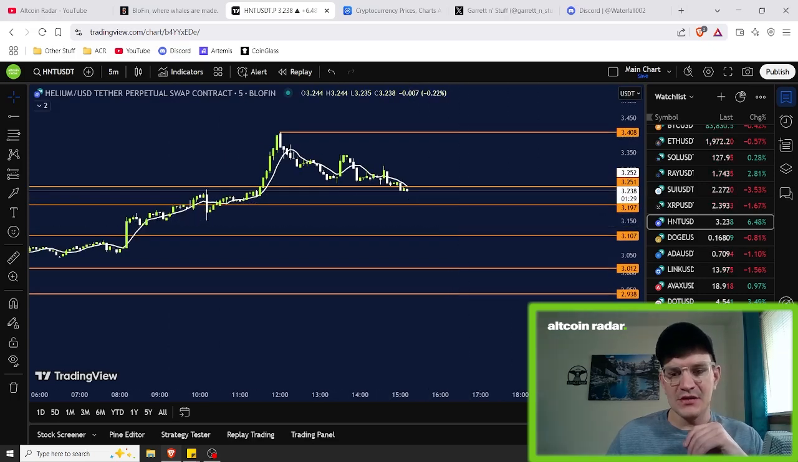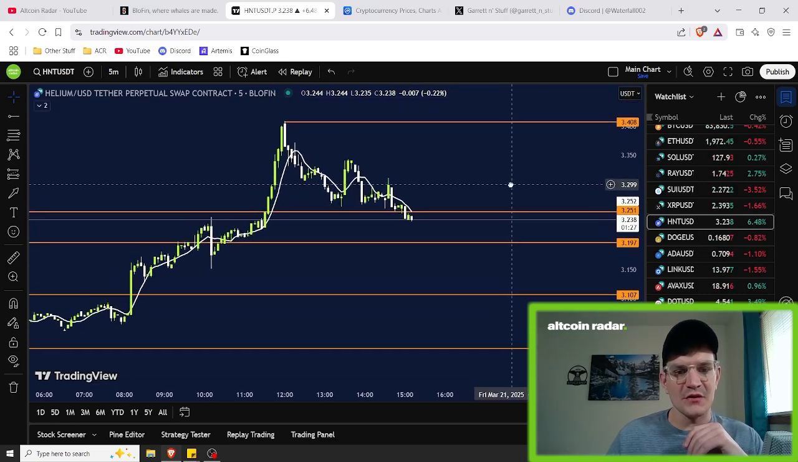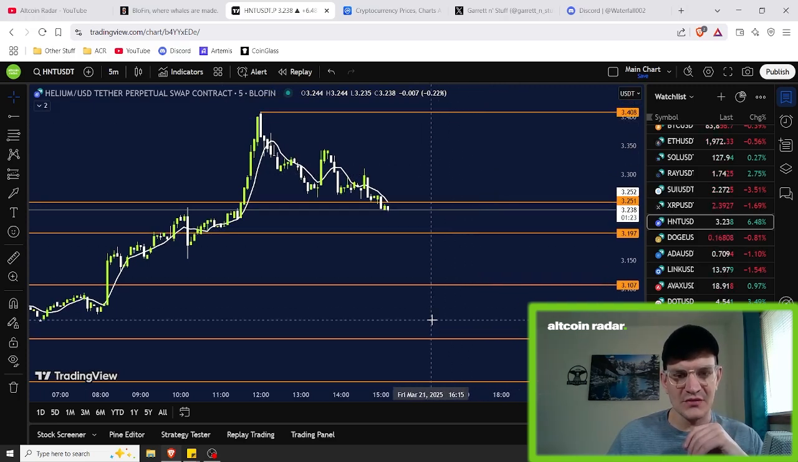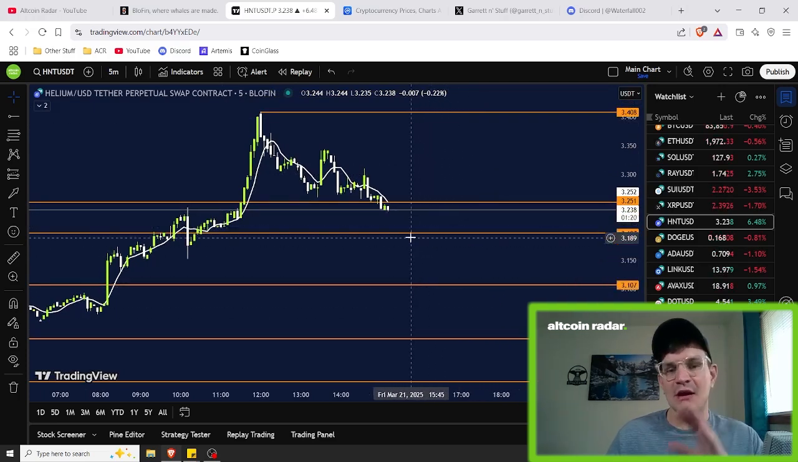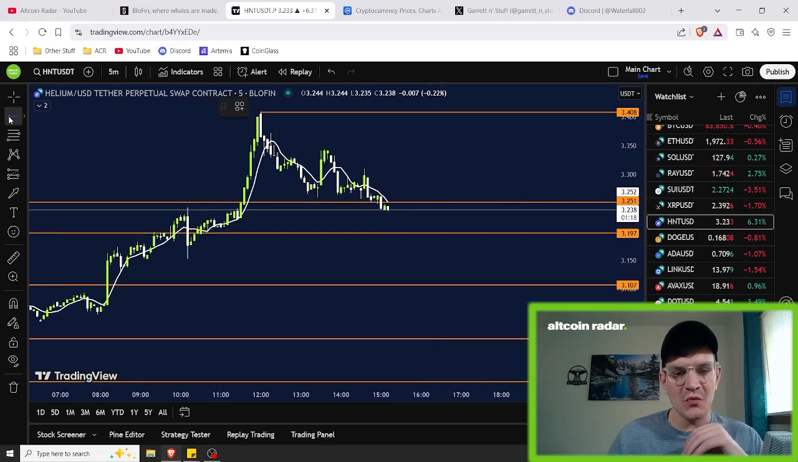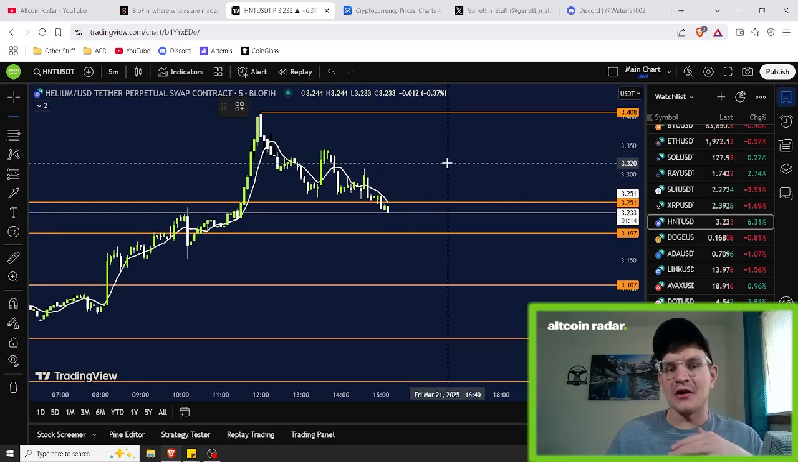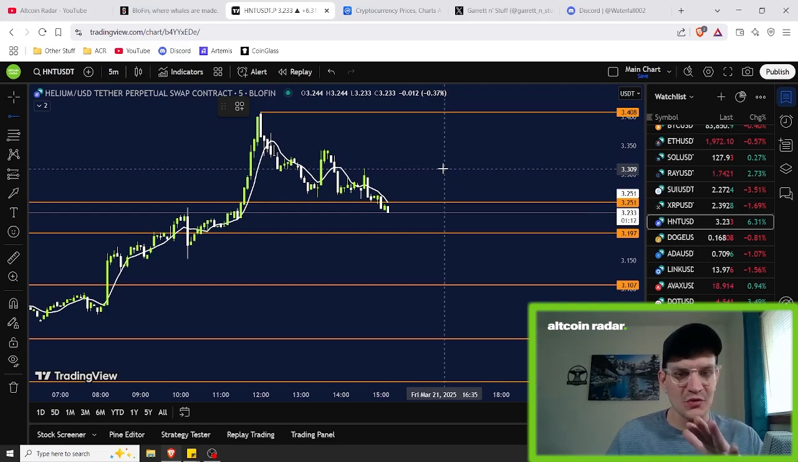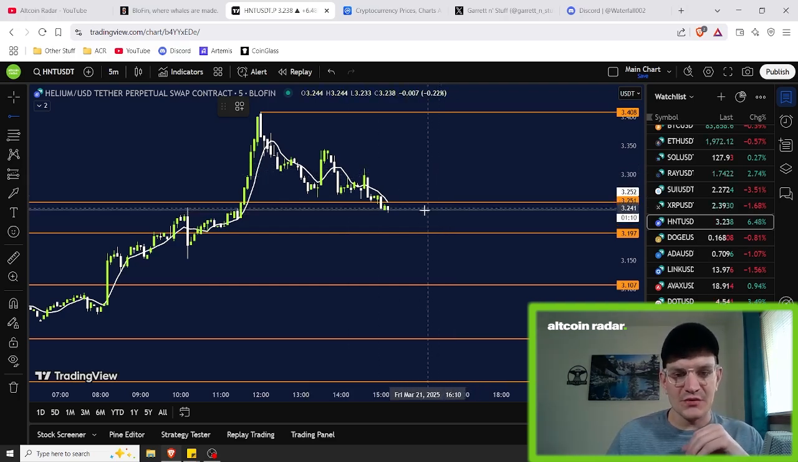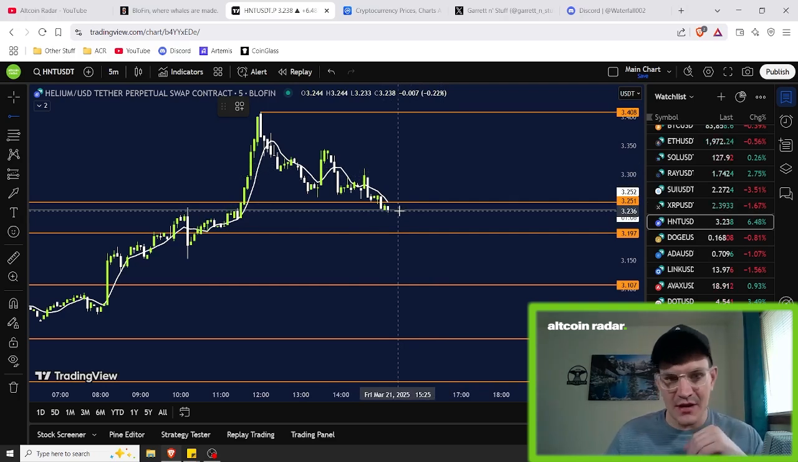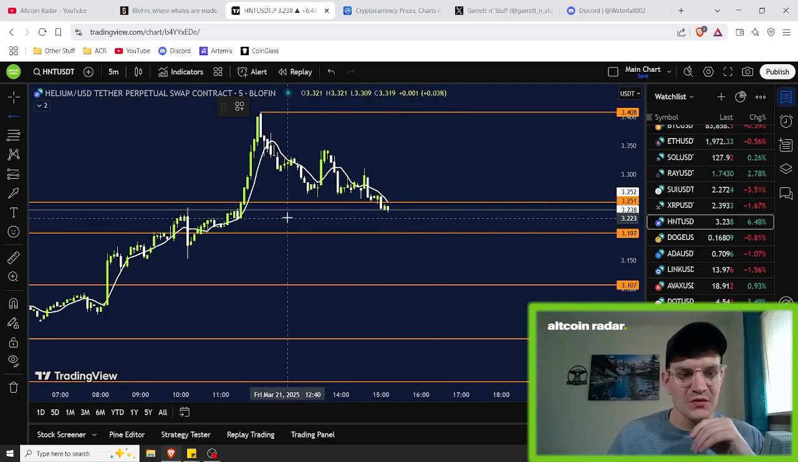Now, here is what I want to talk about. As you can clearly see, we've got all of these support levels in line all the way down here. What we want to do on the 5-minute chart is create some support and resistance levels that are more short term. Since the overall market is looking like it's dropping right now for this coin, we want to set some support levels.